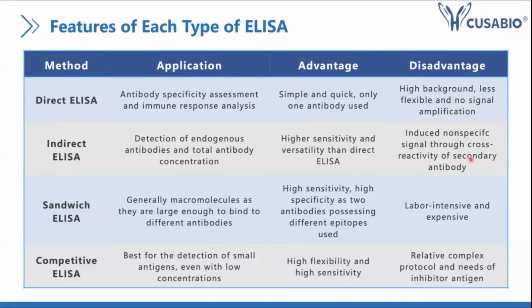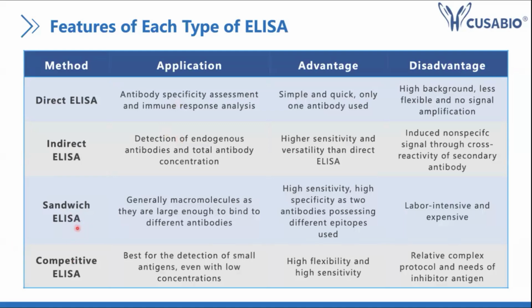But for the indirect ELISA, the signal can be amplified because we have the secondary antibody added. But because the secondary antibody is added, non-specific signal and cross-reactivity may be induced. But the advantage is that this one has higher sensitivity and is also more flexible than the direct one. The applications can also be different. The direct ELISA is usually used to analyze the immune response, and the indirect ELISA can be used for detection of endogenous antibodies. And I guess this is because it has higher sensitivity.